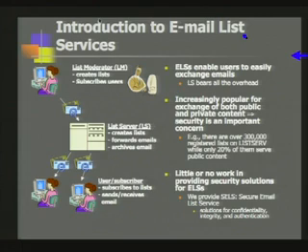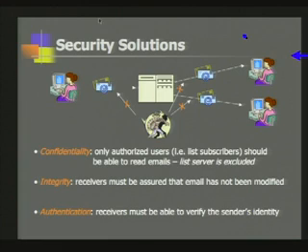There has been a lot of work done for two-party email exchange security, but definitely not enough for mailing lists. To that end, we have developed a solution called SELS, Secure Email List Service, that provides solutions for confidentiality, integrity, and authentication. So why do we need these security properties, and what do they mean in this context?